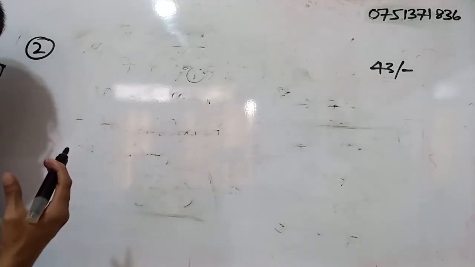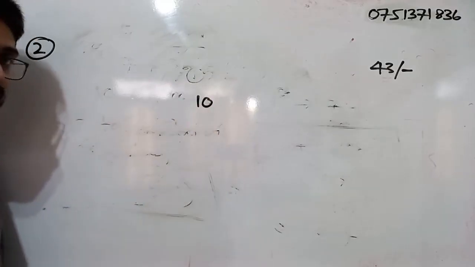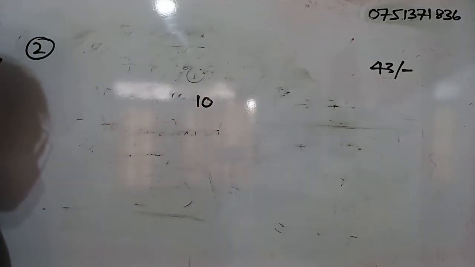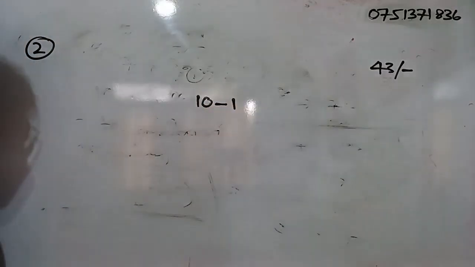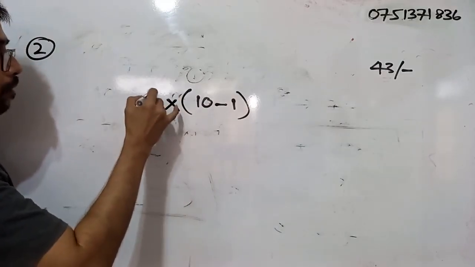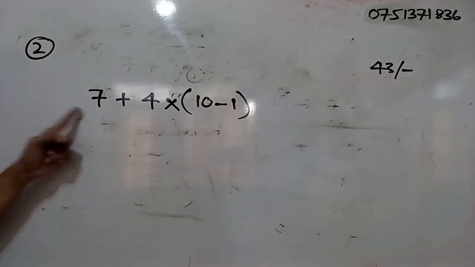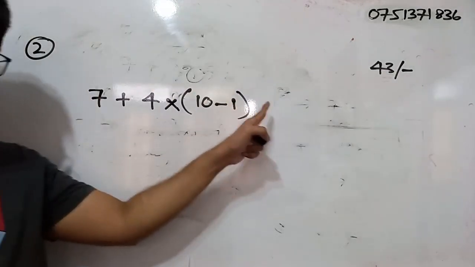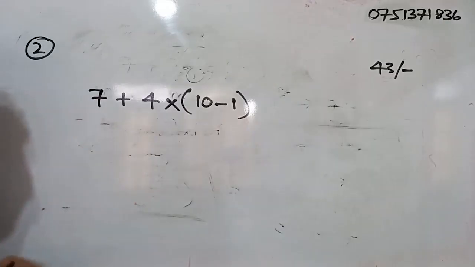So how do we come up with an expression? We know 10 is the total number of minutes, the total duration in minutes. So we have to subtract 1 from that. Right? Then we have to multiply that by 4. Then we have to add a 7. What is this 7? The first minute is charged at 7 rupees. That is what is here.